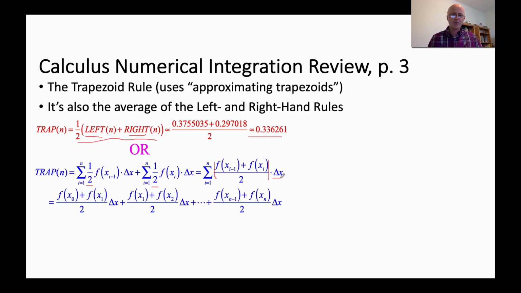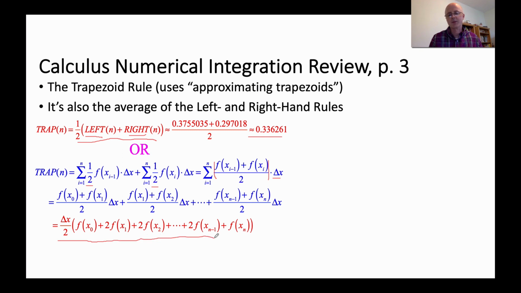Then you can write that out, and you can also simplify. If you simplify and factor out the common factor of delta x over 2, you can write the formula for the trapezoid rule in this way. And that's the way that I learned it way back when, actually. Okay, you might want to double check that you get the same thing.